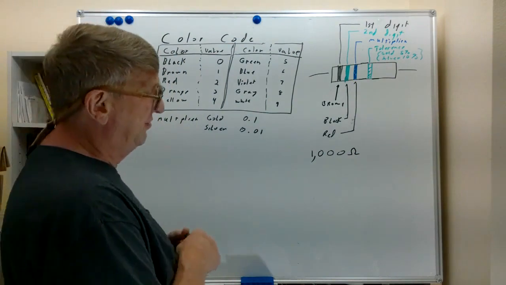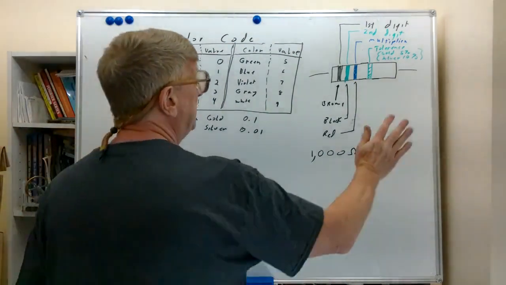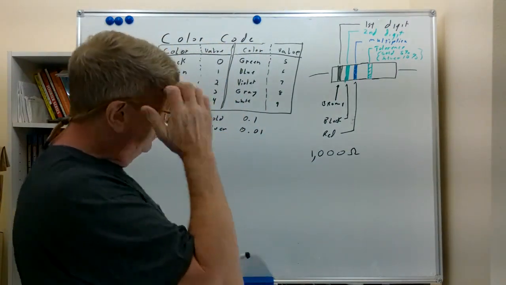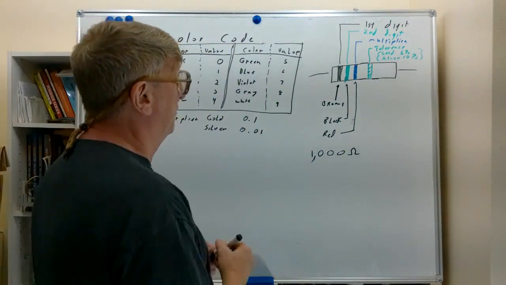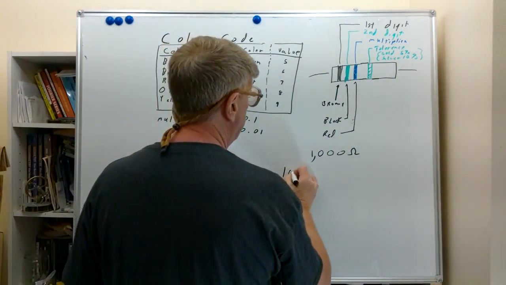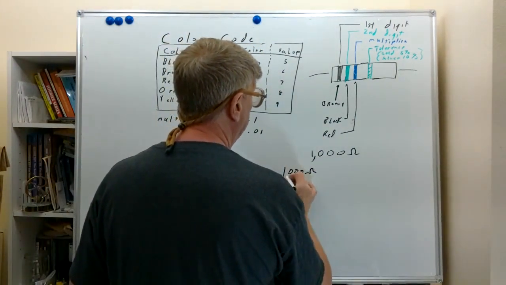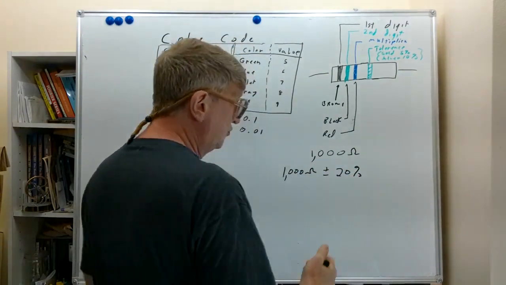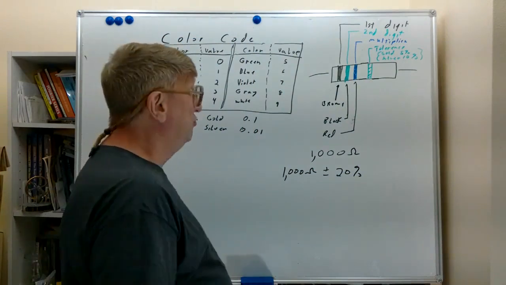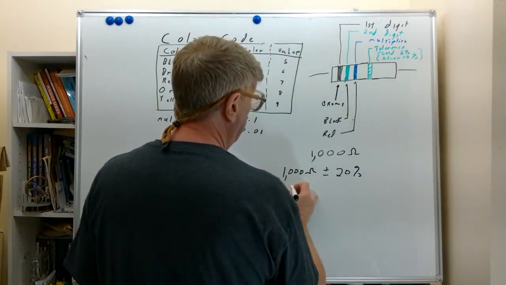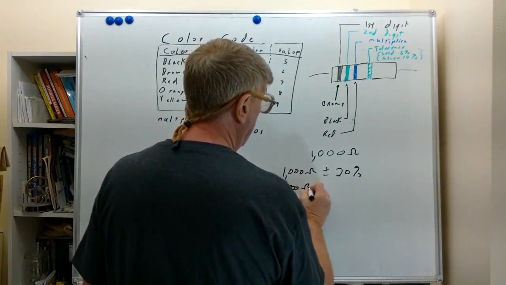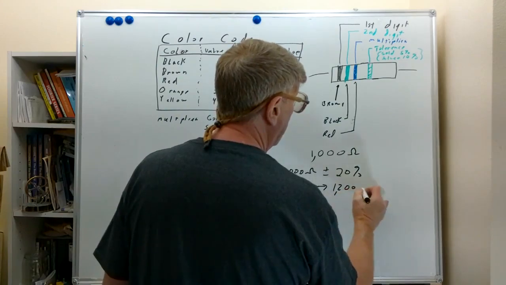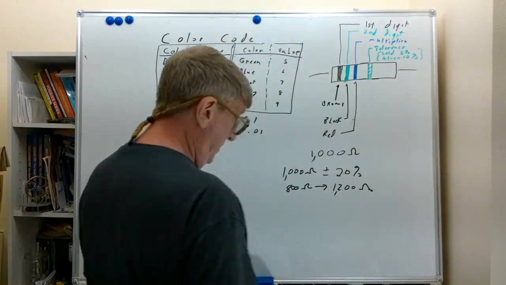Now if we have this 1,000 ohm resistor that we're talking about, and we have no fourth band, the standard notation is that it is a 20% resistor, which means that this will be 1,000 ohms plus or minus 20%. Well, 20% of 1,000 is 200 ohms, so this could be from 800 ohms to 1,200 ohms and still be in proper tolerance.